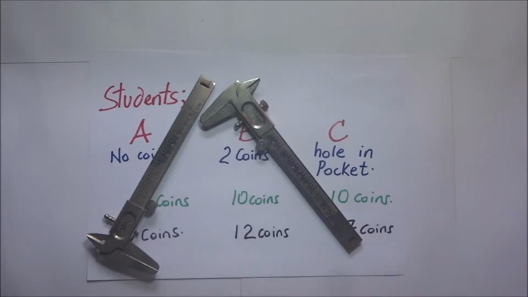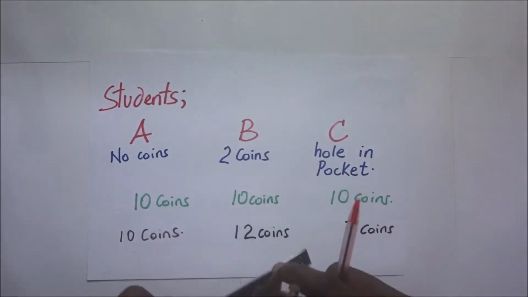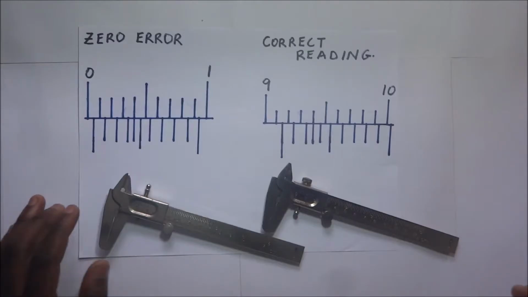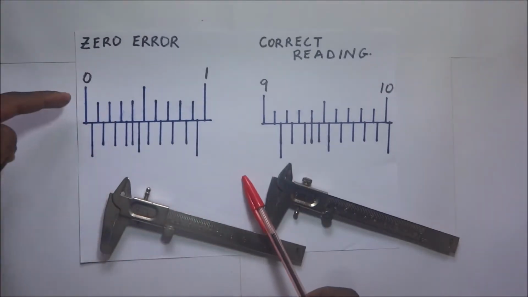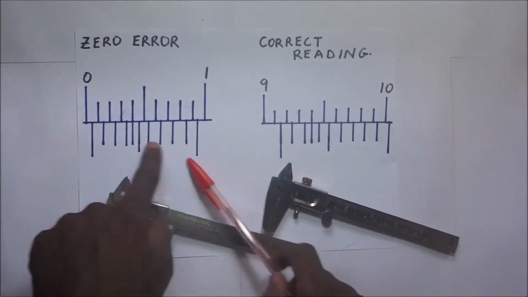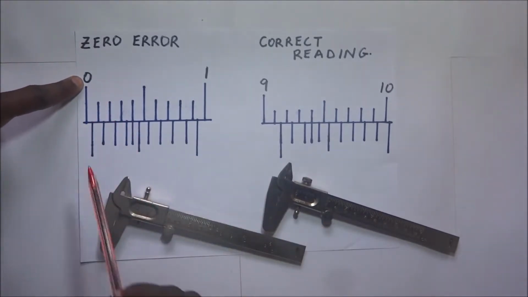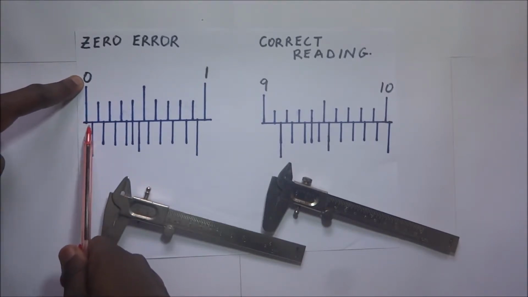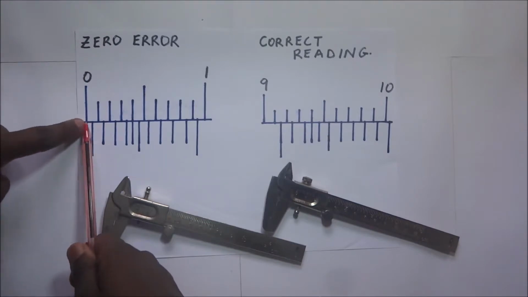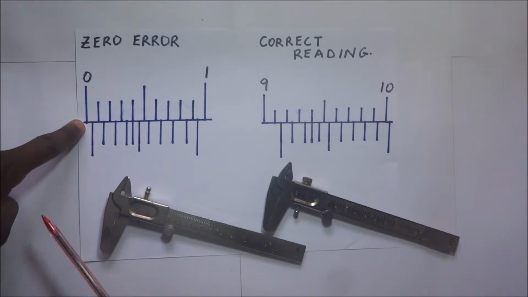When it comes to vernier calipers, there are two types of errors: the positive error and the negative error. The positive 0 error refers to the case when the jaws of the calipers are fully closed and are reading a positive reading. For example, this is our main scale and this is our vernier scale. Now when the scale is fully closed, that is at 0, you find that this graduation is supposed to be coinciding with that one, but instead there is a gap in the positive direction. So when the gap is in the positive direction, we consider that to be a positive 0 error.